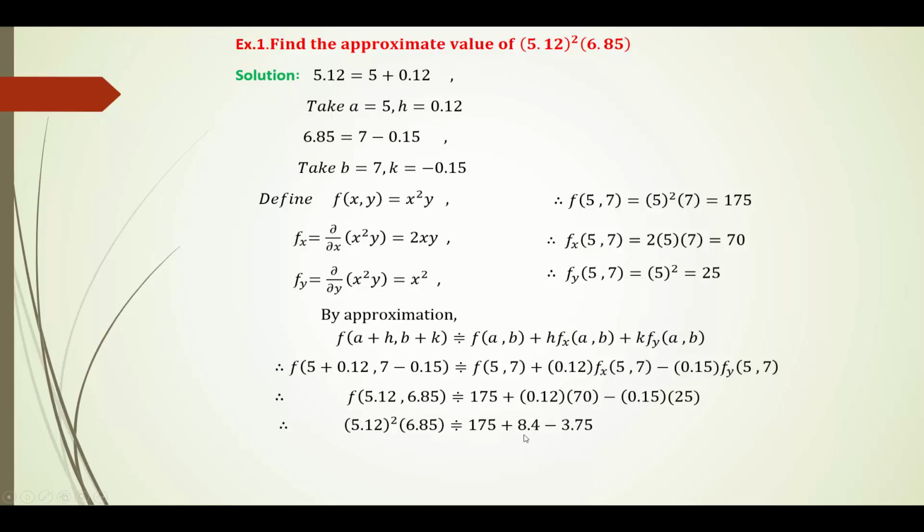0.12 into 70 is 8.4. Their product is 8.4. And 0.15 into 25 is 3.75 with a minus sign. After simplification, it is equal to 175 + 8.4 - 3.75, which is 4.65, and their addition is 179.65. This is the approximate value of (5.12)² × 6.85.